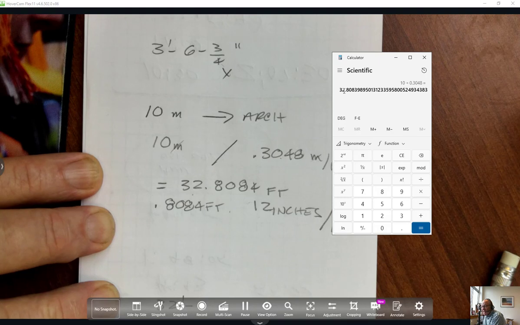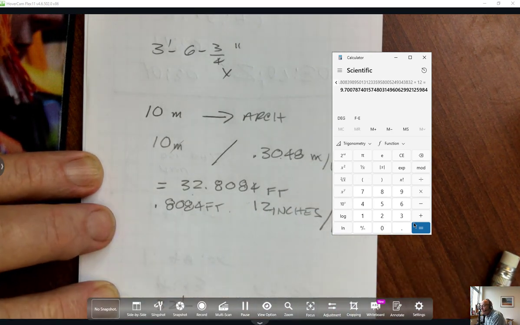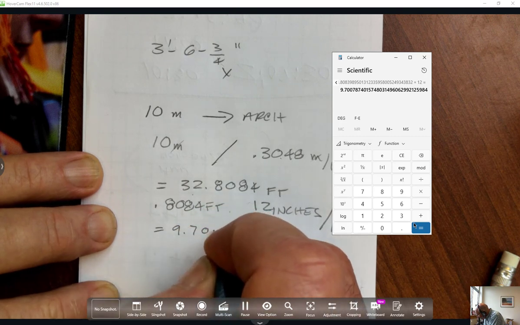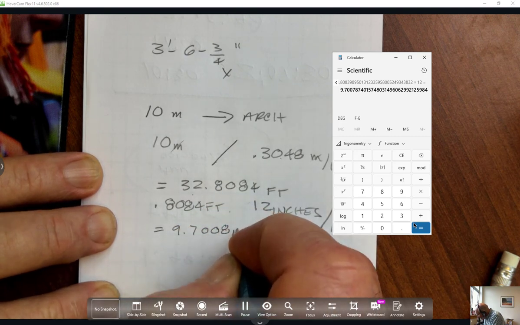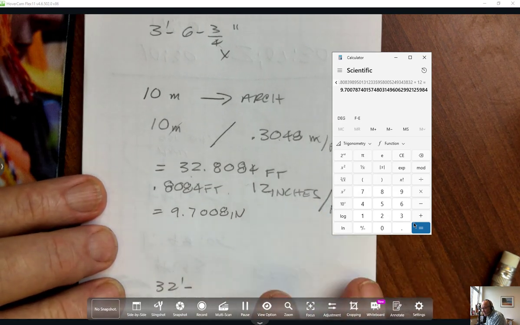So I'm going to actually make this as accurate as possible. We can round that, it'll be just fine. But since I'm using a calculator anyway, I'm going to subtract the 32. That leaves me with that value, which is the most accurate possible value. We'll multiply that times 12 inches per foot, and it comes out to 9.7008 inches. Now we know how many inches we have, at least the whole number worth of inches.